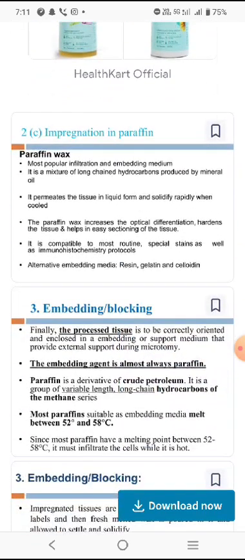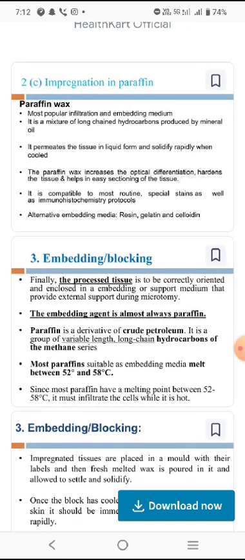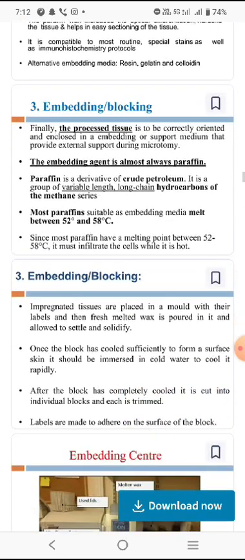Paraffin wax is the most popular infiltration and embedding medium. It is a mixture of long chain hydrocarbons produced from mineral oils. It permits the tissue to be handled in liquid form and solidifies rapidly when cooled. The paraffin wax increases hardness, which helps easy sectioning of the tissue. It is compatible with most routine special stains as well as immunohistochemistry protocols. Alternative embedding media are resin, gelatin and collagen.